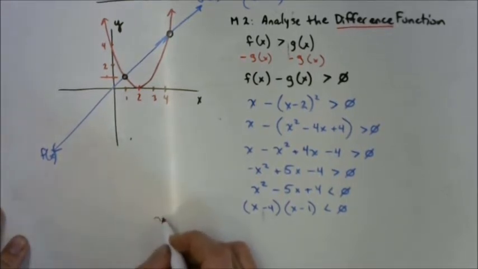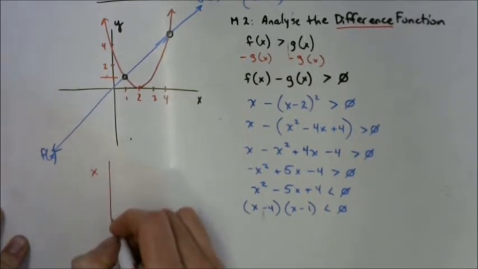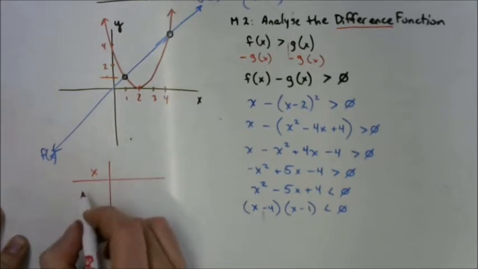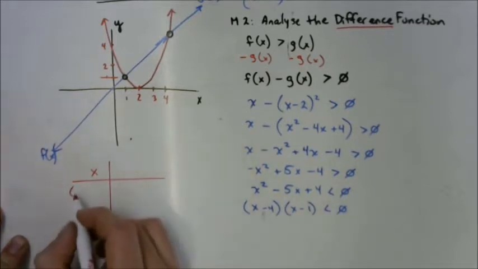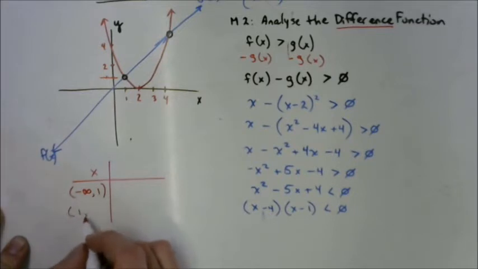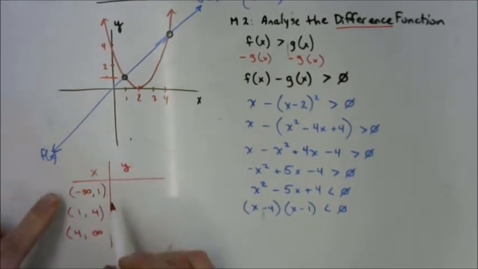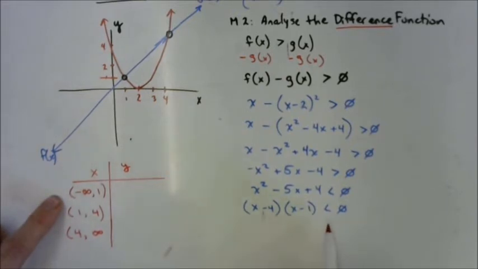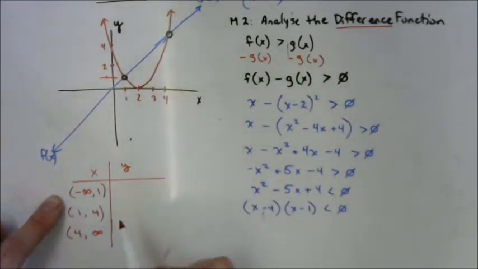Basically, you can ask, okay, maybe I'll move this up to here. For x values in my first interval, which is negative infinity to 1, what's happening? And then from 1 to 4, what's happening? And then from 4 to positive infinity, what's happening? And all I want to know is, is it going to be positive or negative? If it's negative, then it is a solution to our difference function inequality. If it's positive, then it's not.